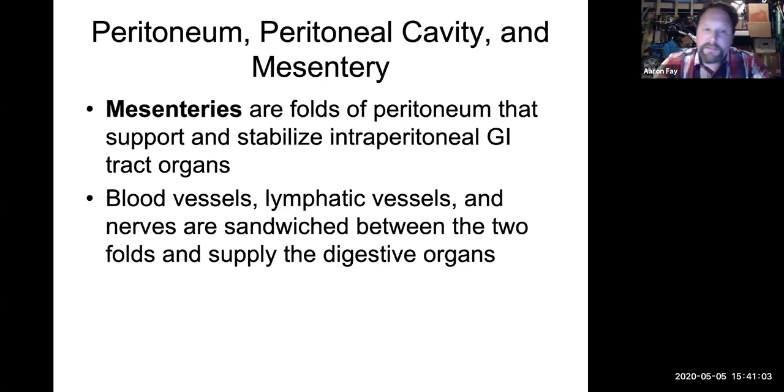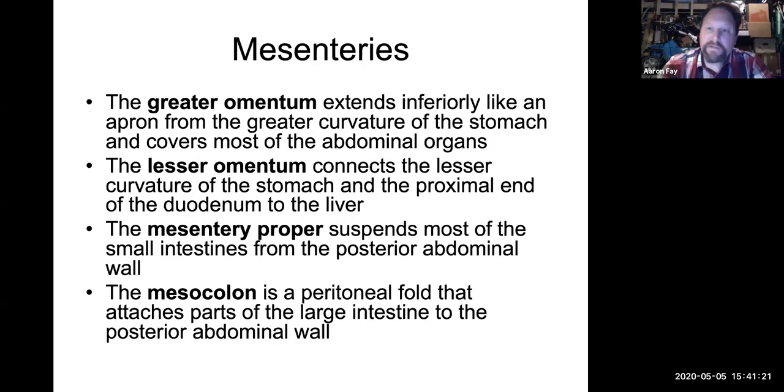Okay, so what are these mesenteries? Mesenteries are folds in the peritoneum that support and stabilize organs in the abdominal cavity. They also provide a connection for blood vessels and nerves that supply these various organs. Let's talk about mesenteries that we need to know for this class. The greater omentum hangs like an apron off the greater curvature of the stomach and is going to cover the rest of the organs in your abdominal cavity. The lesser omentum connects the liver to the stomach and part of the duodenum.